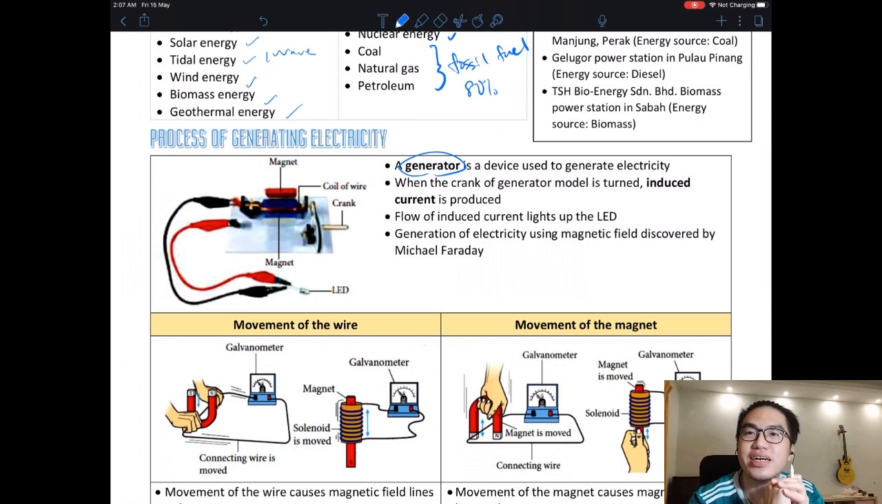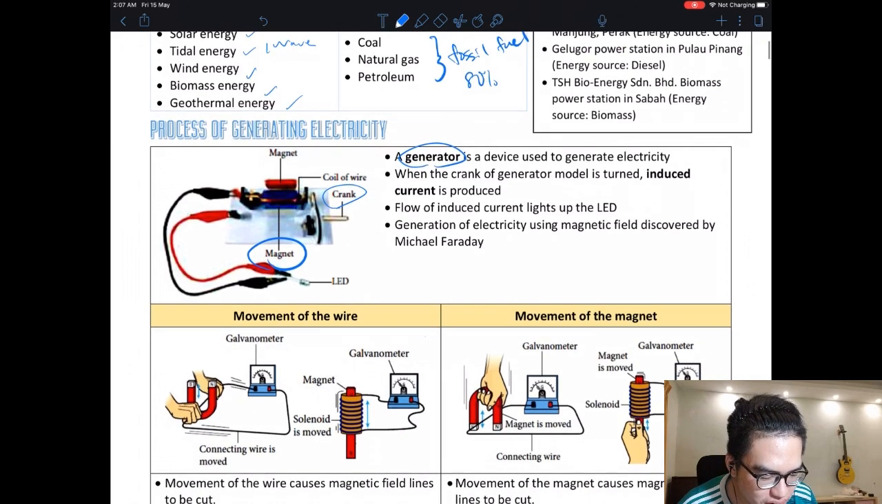A generator has two parts. Number one, you need a magnet, north and south of course. You need a magnet, and you need a wire. That's all. You need to move one thing and make the other thing stay there. You can move the wire and hold the magnet, or move the magnet and hold the wire. This will create electricity. So this is basically how electricity is generated.